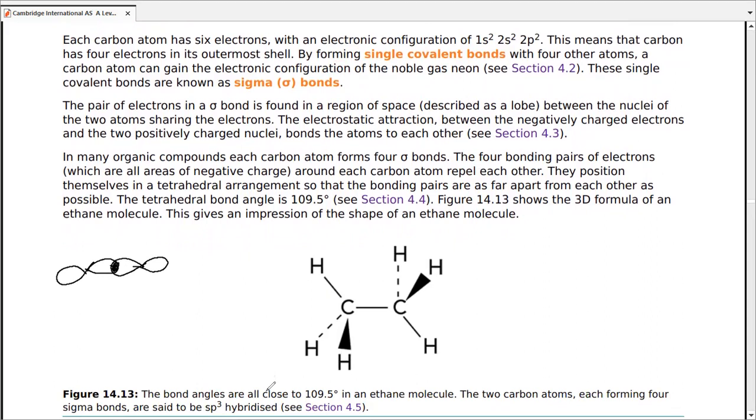Now, the electrostatic attractions between the negatively charged electrons and the two positively charged nuclei, this one in this case or this one in this case, actually bond the atoms to each other. So they try to attract the electrons. In many organic compounds, each carbon atom forms 4 sigma bonds. The 4 bonding pairs of electrons, which are all areas of negative charge around each carbon atom, repel each other. This repulsion is very important to understand the arrangements and the angles. We have discussed the same point back in VSEPR theory, valence shell electron pair repulsion theory, and we're talking about the same thing over here.